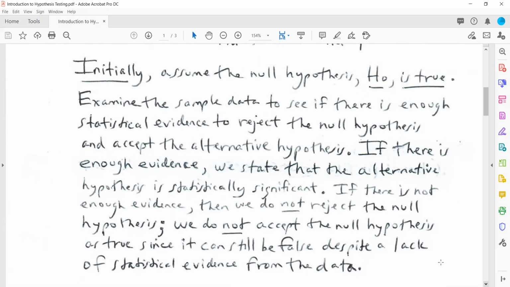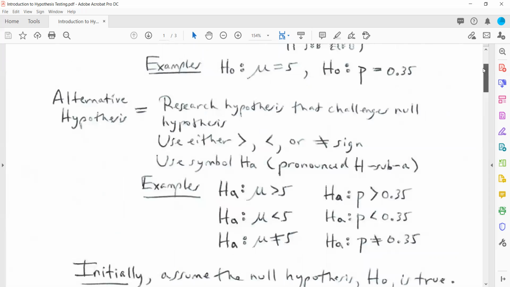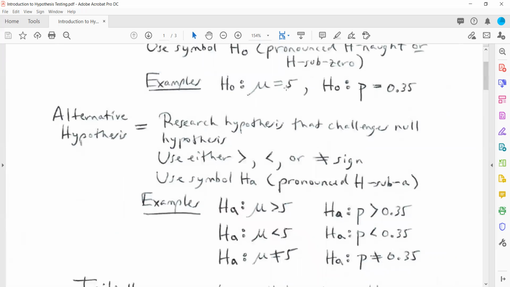Now, if we do reject the null hypothesis, that is, we've found enough evidence to reject the null hypothesis and say that the alternative hypothesis is probably true, then we've determined that the alternative hypothesis is statistically significant. There's enough statistical evidence to say that the true population mean is something other than the null hypothesis value.